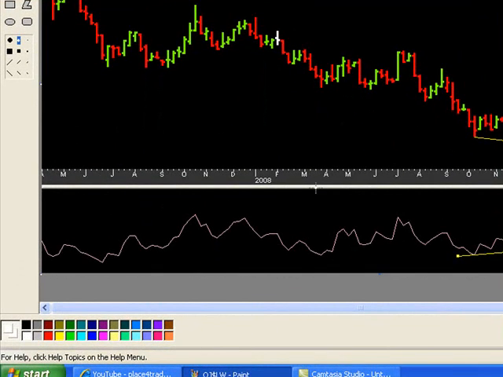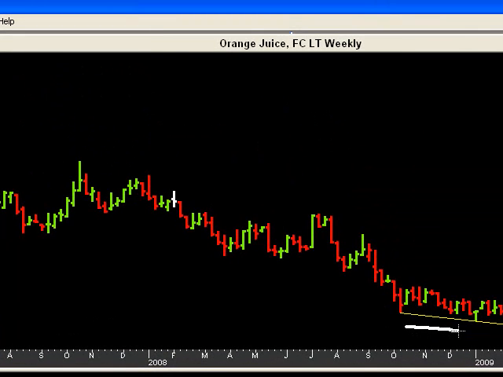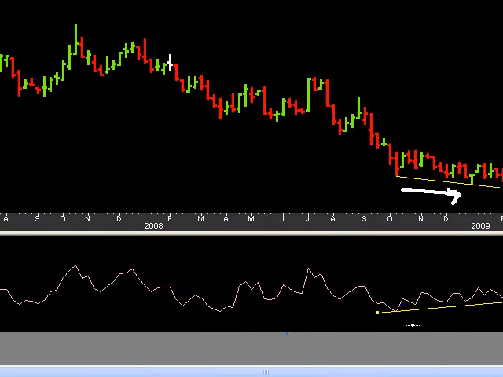Here's a weekly chart of the orange juice. We're seeing here late last year the market was trending lower on these weekly bars. I drew a trend line across those lows. When you're looking here at the relative strength index, those lows are higher. We keep seeing higher lows in the relative strength index. So basically that's not giving you really great signals.